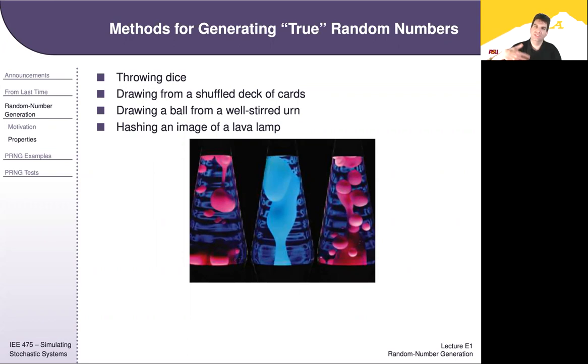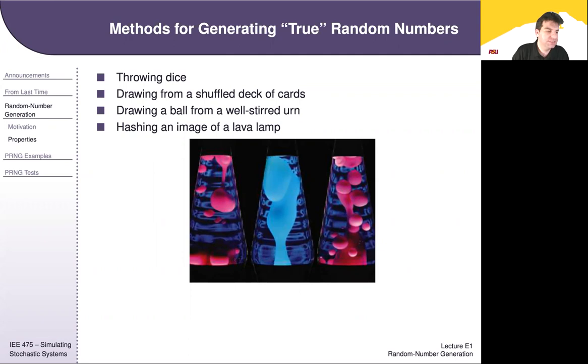So, you know, that is, I guess, an option. But a lava lamp moves pretty slowly. So if you draw a lot of numbers, then you're probably going to get a lot of repeats. And so you might get a lack of independence if you start drawing pretty darn quickly from that lava lamp.